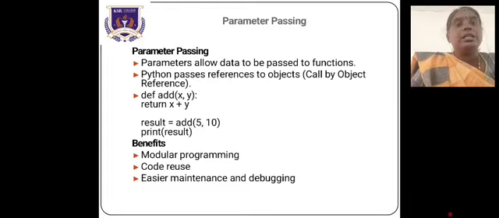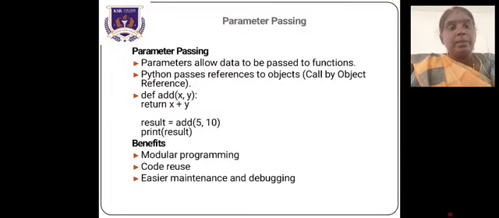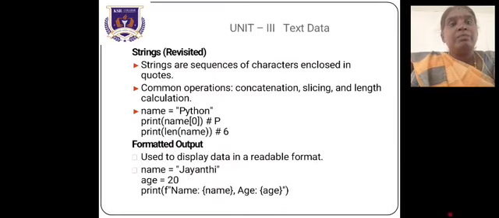Parameter passing. Parameters allow data to be passed to functions. Python passes references to objects. It's called call by object reference. def add(x, y): return x + y. result = add(5, 10). print(result). The benefits are modular programming, code reuse, easier maintenance and debugging.